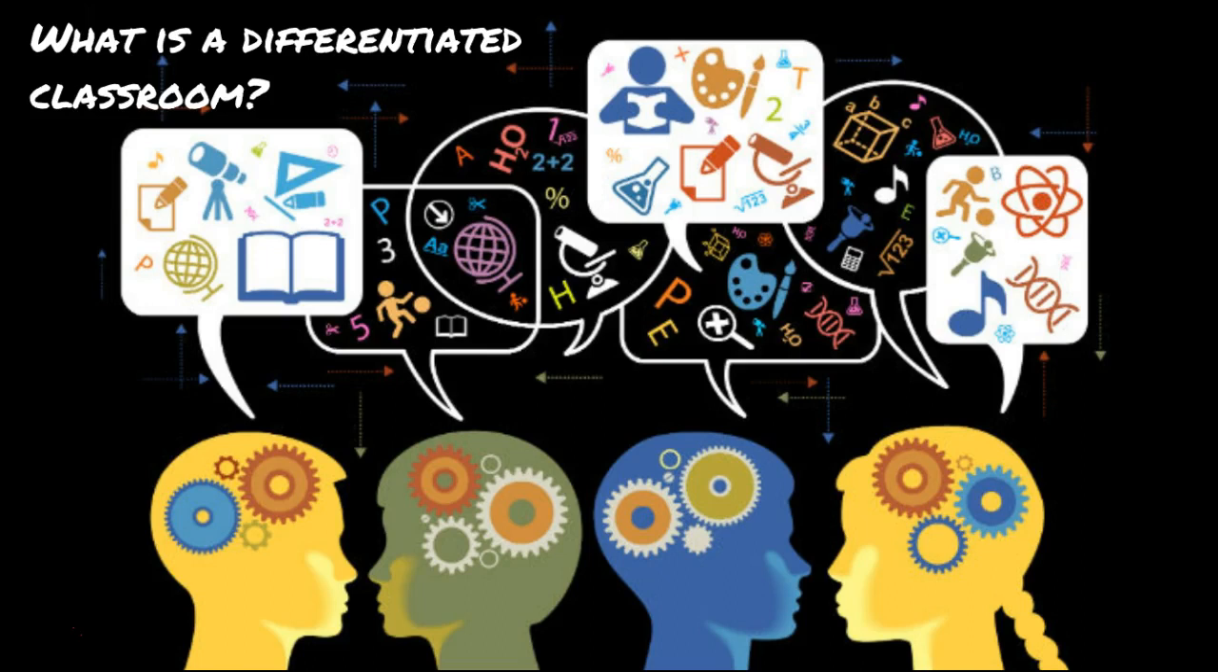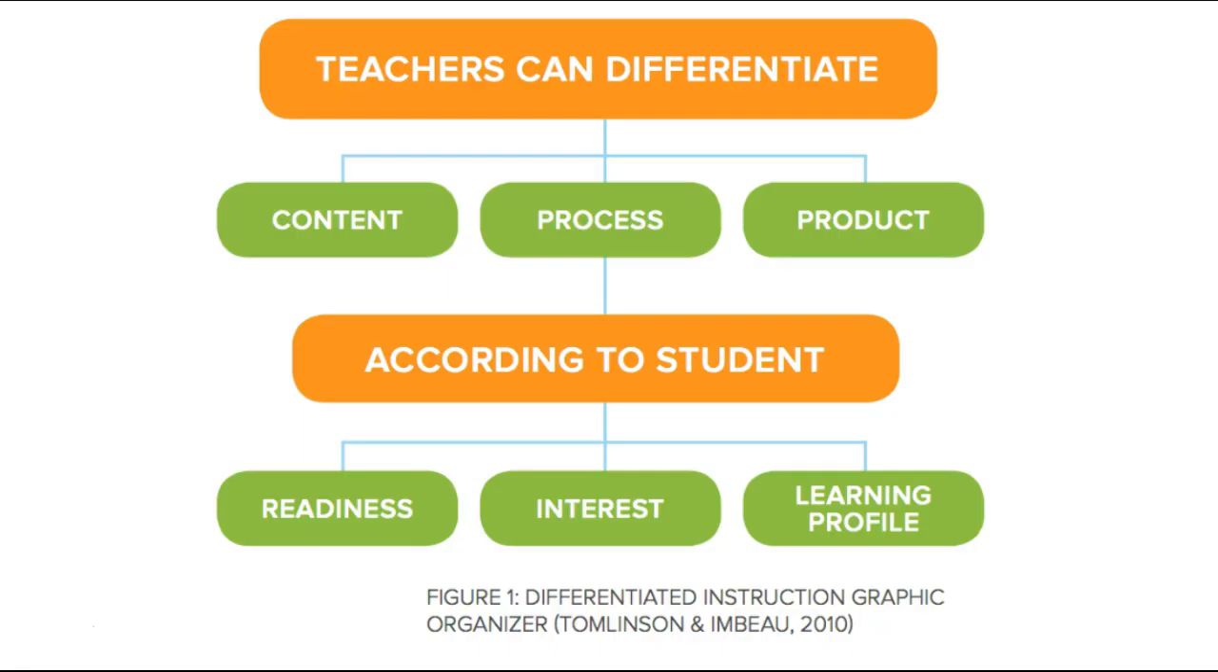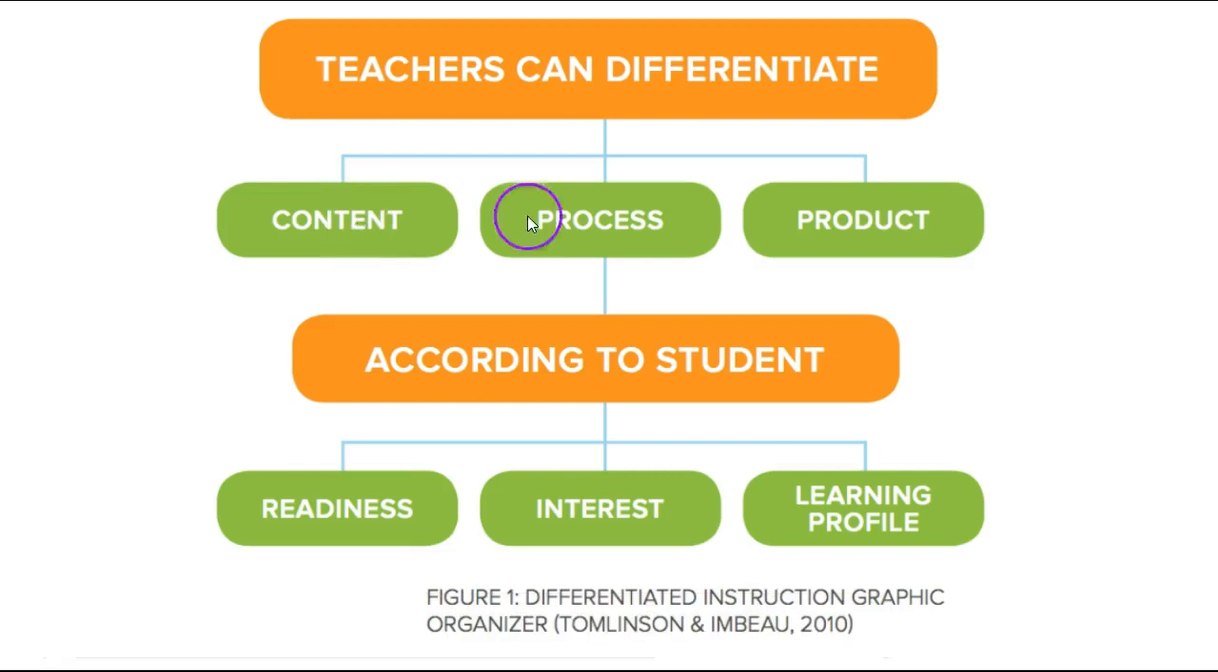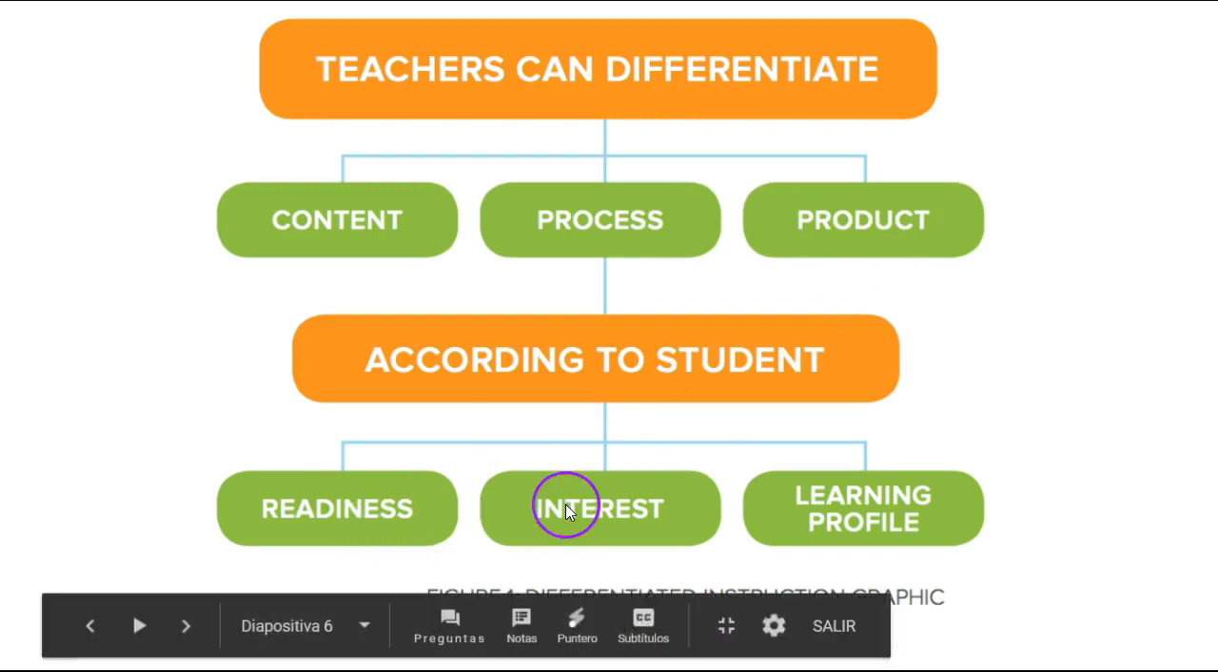So when we think of a differentiated classroom, we think about the different needs of our students, their diversity in many different senses, and also how to cater best for every one of them without having to plan one different lesson for every single student that we have in our class. According to Carol Tomlinson, main proponent of differentiated instruction, we teachers can differentiate content, process, or product. And we can do it according to student readiness, interest, and learning profile.